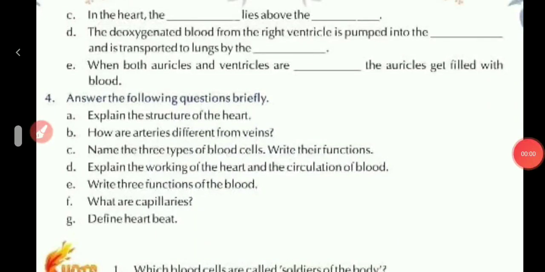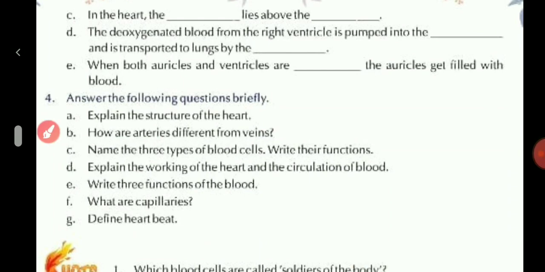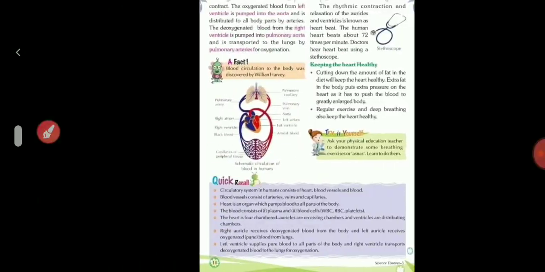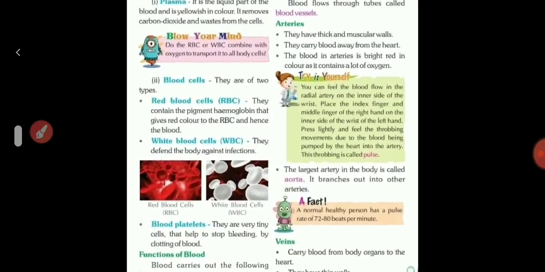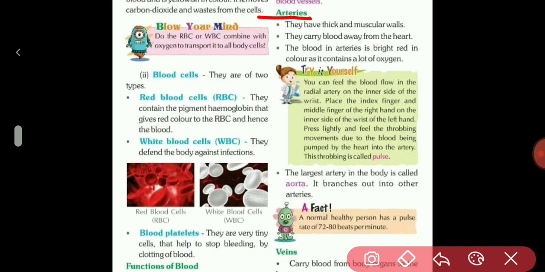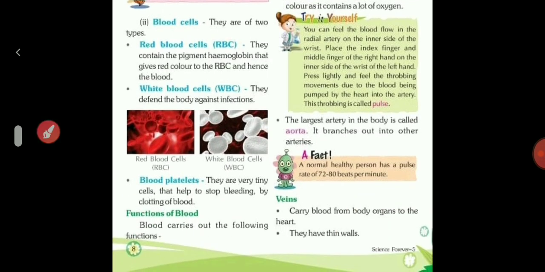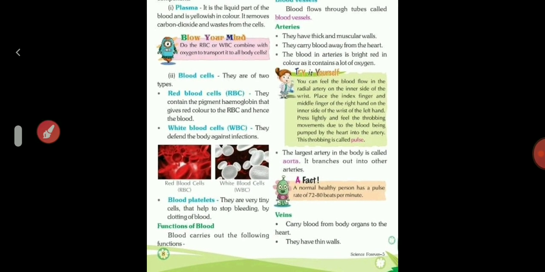B part. How are arteries different from veins? So we have to tell the difference between the arteries and the veins. So the answer is, you can write it from here. First, arteries, they have thick and muscular wall. They carry blood away from the heart. Then the veins carry blood from the body organs to the heart, and they have thin walls. So these are the two main differences. You can write it from here.